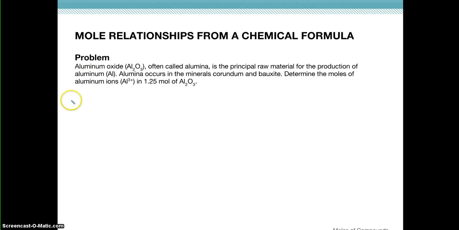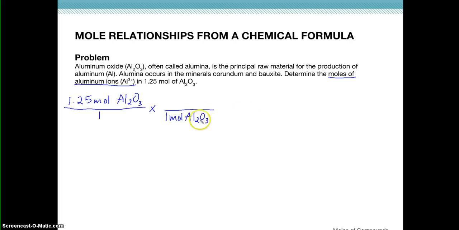So, just like we've always done, we start with what we're given, over 1. Okay. Now the question says, how many moles of aluminum ions do we have? Okay, well, now we look at our compound. So in the compound, in 1 mole of Al2O3, how many aluminum ions are there?